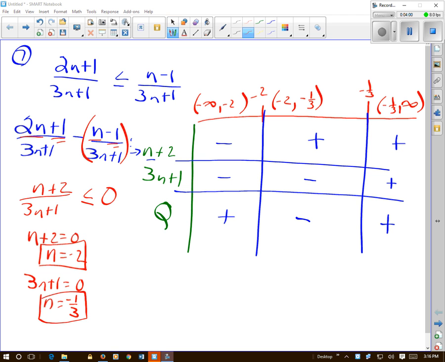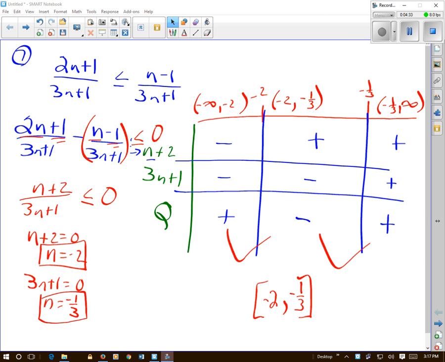We often see this alternating positive negative pattern, but not always. Be careful. Don't just assume that that's going to happen. So we were looking for when this was less than or equal to 0. I erased that earlier. So that means our solution is going to be from negative 2 to negative 1/3 inclusive, because we want to include the endpoints to make it equal.